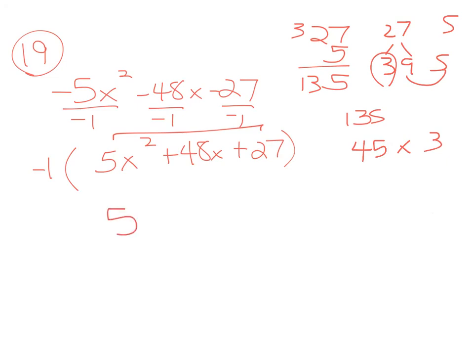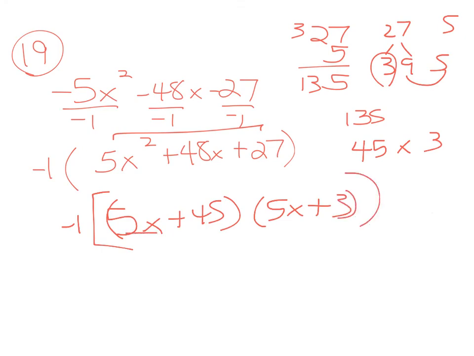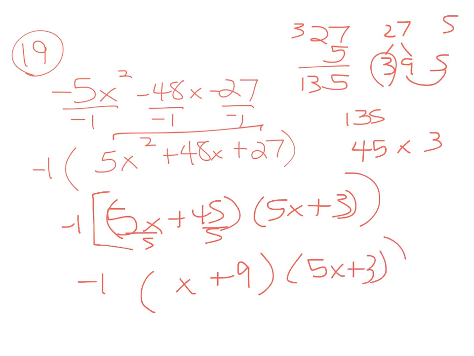So again, you're going to have the -1 hanging out outside waiting to be just dropped down. Then put a 5x, put one of the terms, 45. Then put a 5x again, and then put the 3. Divide both of these by 5. X plus 9. And over here, you can't divide it by anything. And that's your final answer. So a -1 outside the whole front. And that is it.